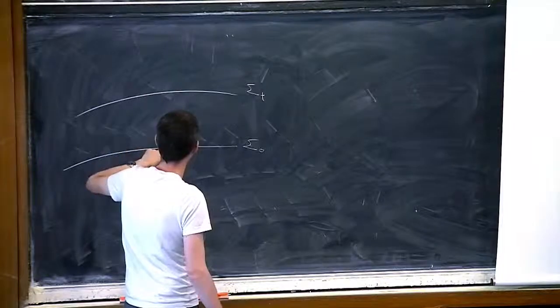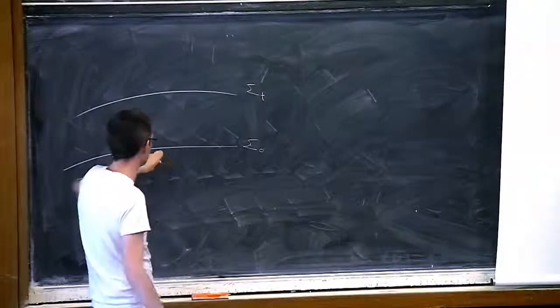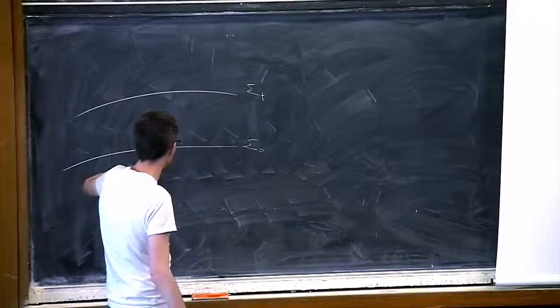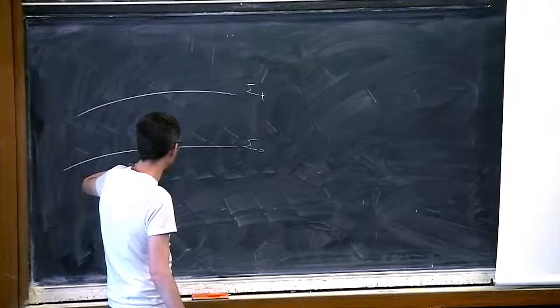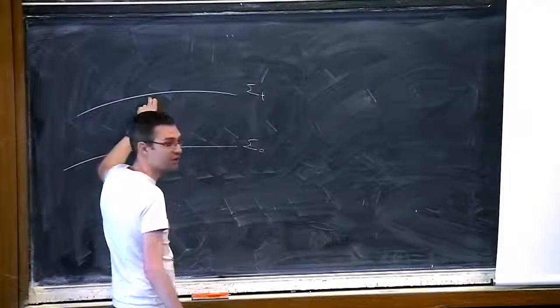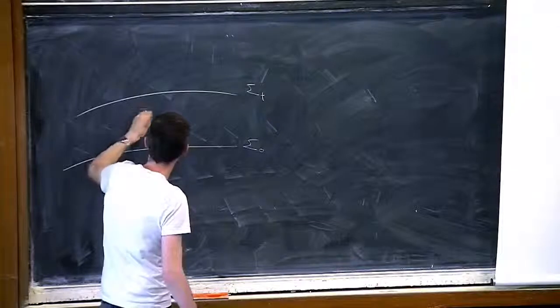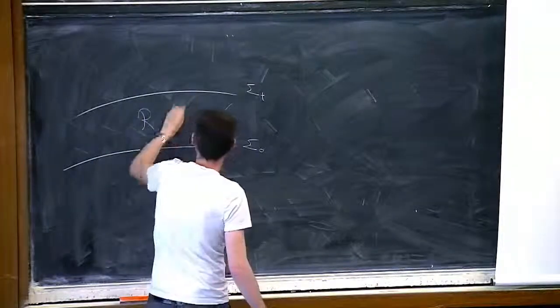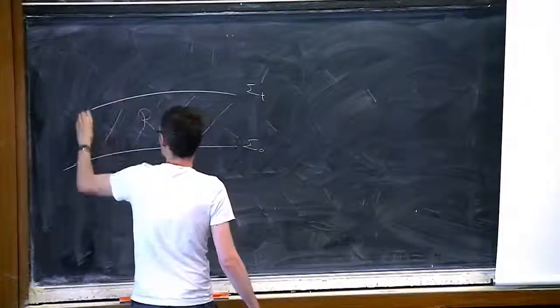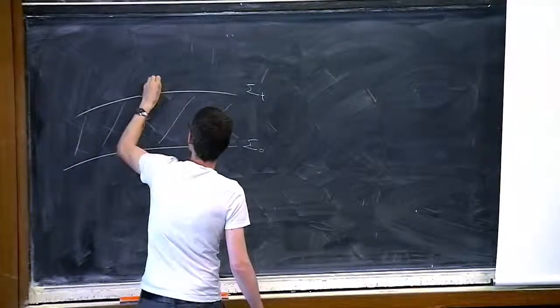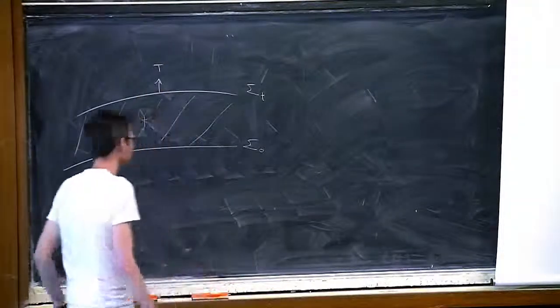Okay, so I want to run an energy estimate exactly as we did for the flat wave equation. I want to relate, in other words, the derivative of phi at time zero with the derivative of phi at time t. So let me call R the space-time region, which is the one between these two space-like surfaces. And let me call T the unit normal, future directed.